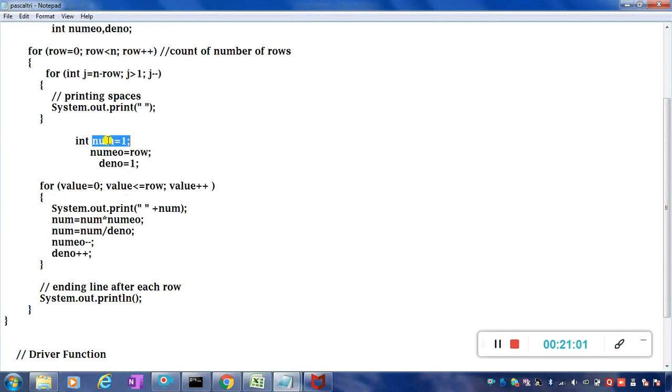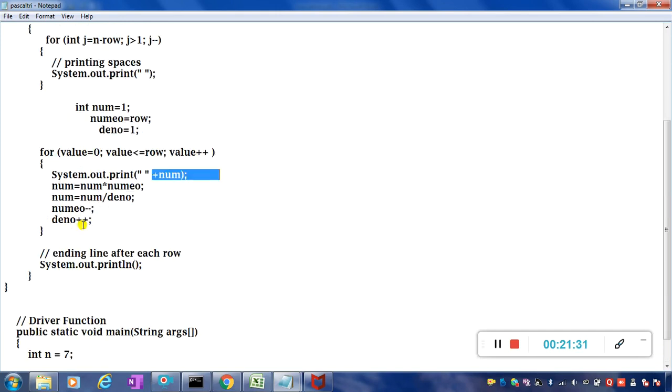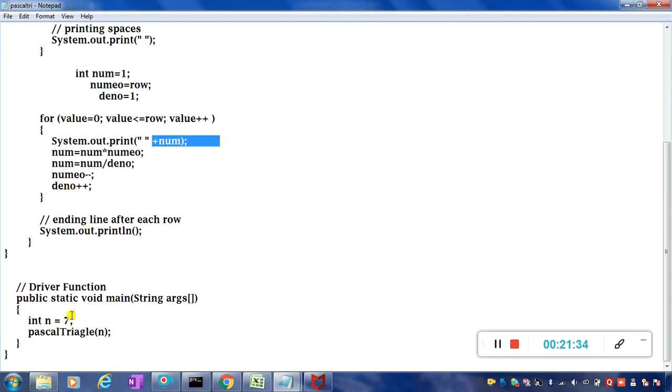Again we are starting num with 1, and again the numerator's new value is the row number. The row number, what is it? 1. So now we are talking about the second row. And the denominator, as we know, always starts with 1. So the first time when you come, the 1 will get printed, and then whatever logic we had used will get implemented, and then the new values will be coming. This way we are implementing the Pascal triangle.